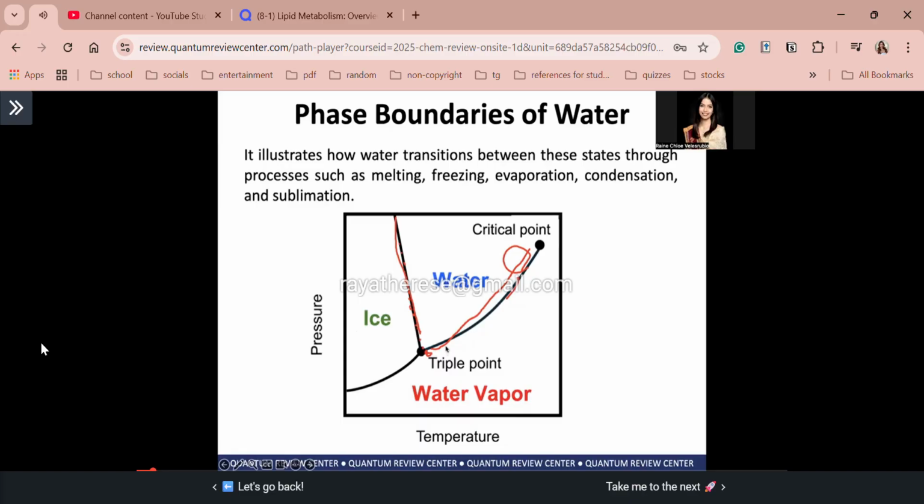Next, we have the triple point here. All three phases coexist at equilibrium. The value of the triple point is 0.01 degrees Celsius and 611.66 Pa. Now, the critical point is the endpoint of the liquid-gas curve, or the condensation-evaporation curve. Its value is 374 degrees Celsius and 22.1 megapascal for water. Beyond the critical point, a supercritical fluid (SCF) forms, in which the liquid and gas phases become indistinguishable. Hope it's clear, guys.